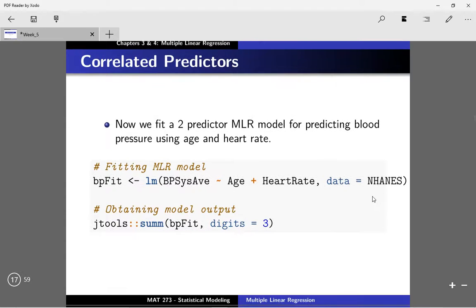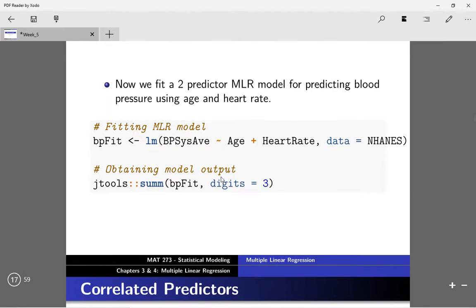So here's where the problem comes in. If we fit a two-predictor multiple linear regression model modeling systolic blood pressure, where we have age and heart rate as our predictors, we can imagine we would expect age to have an estimated regression coefficient that was positive and heart rate to still have an estimated regression coefficient that was negative, which would be the case if age and heart rate were independent, if their correlation together were 0.